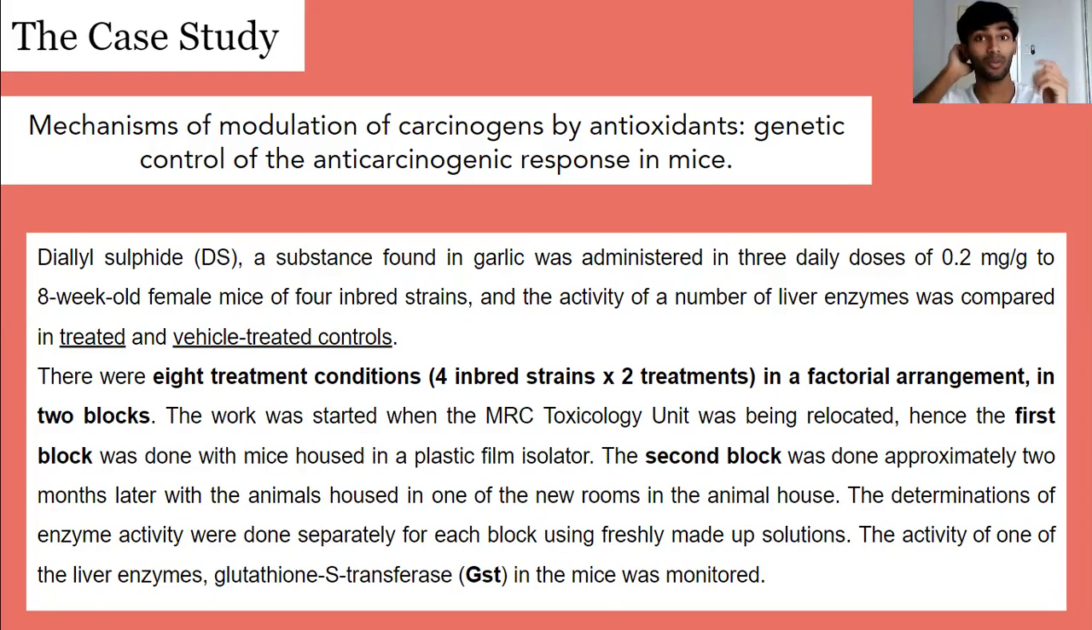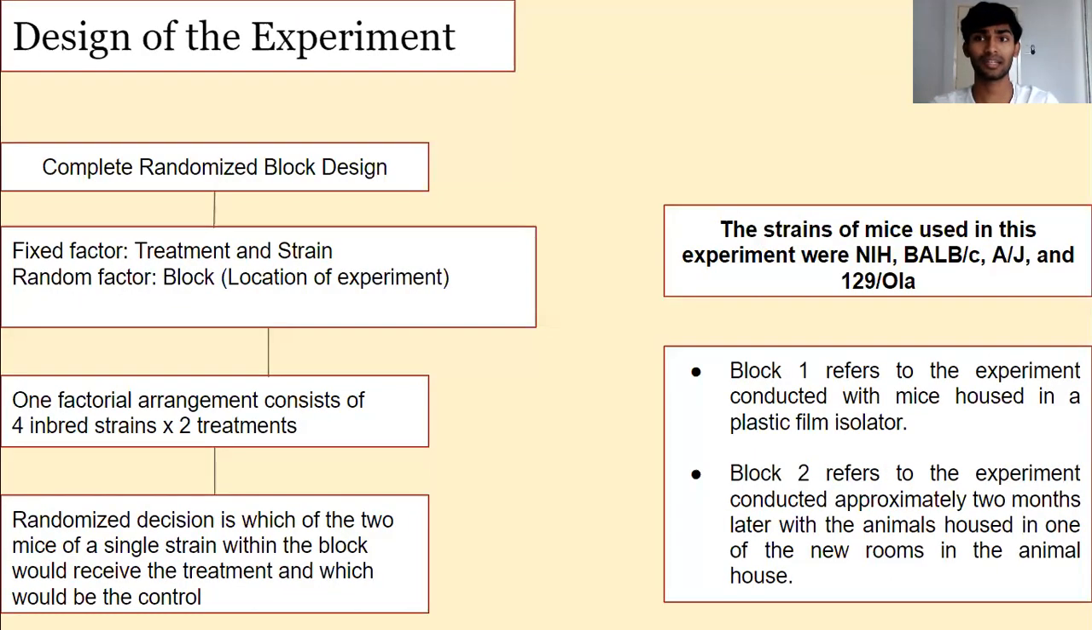So the activity of one of the liver enzymes, glutathione S transferase, GST, in the mice was monitored. So this is our sampling unit, the GST levels in the mice. So the design of the experiment, as we have mentioned, is a complete randomized block design with the fixed factors being treatment and strain of the mice, while the random factor is the block, which is the location of the experiment. One factorial arrangement, in one block, consists of 4 inbred strains times 2 treatments. So altogether, there will be 8 mice.